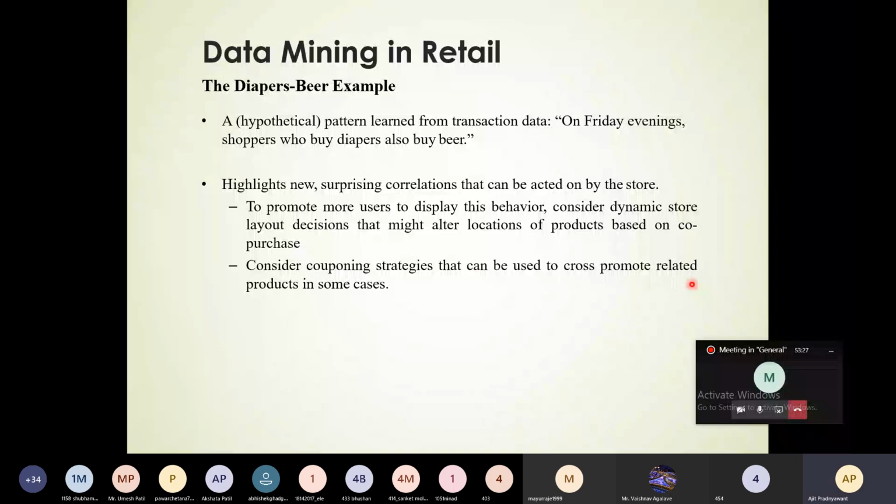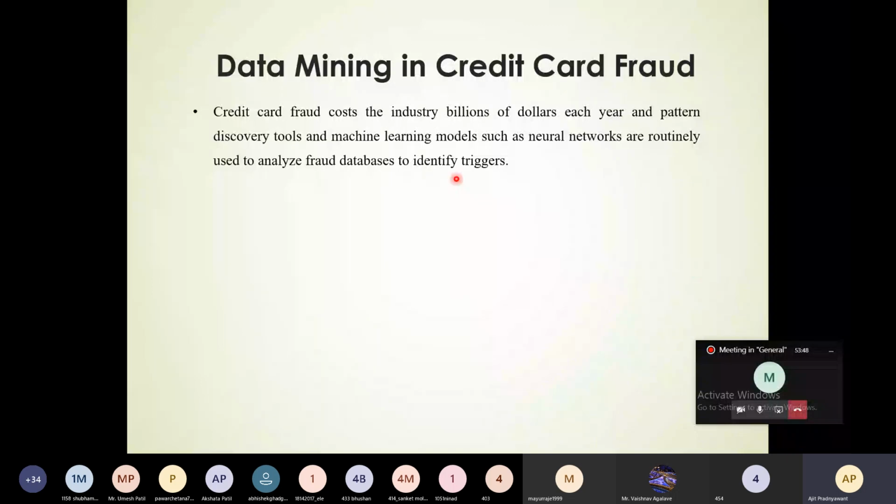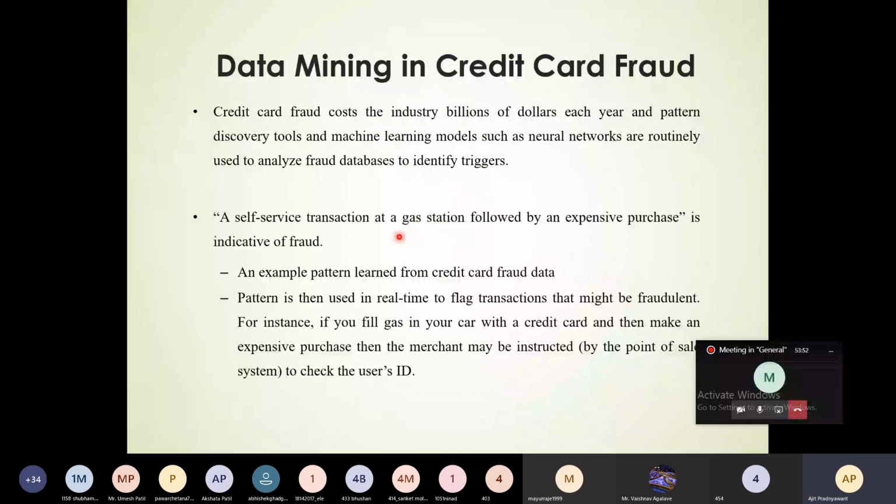Data mining and credit card fraud. Credit card fraud costs the industry billions of dollars each year, and pattern discovery tools and machine learning models such as neural networks are routinely used to analyze fraud databases to identify triggers. A self-service transaction at a gas station followed by an expensive purchase is indicative of fraud. This is an example pattern learned from credit card fraud data. The pattern is then used in real time to flag transactions that might be a problem. So this is how you can avoid credit card fraud with the help of data mining.